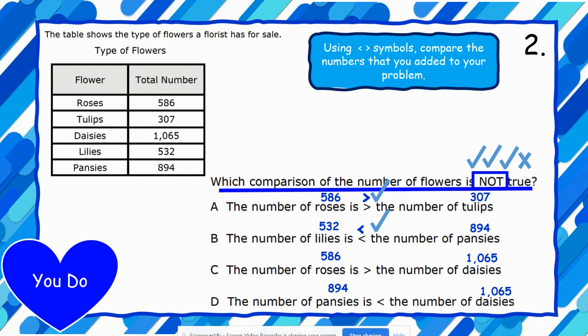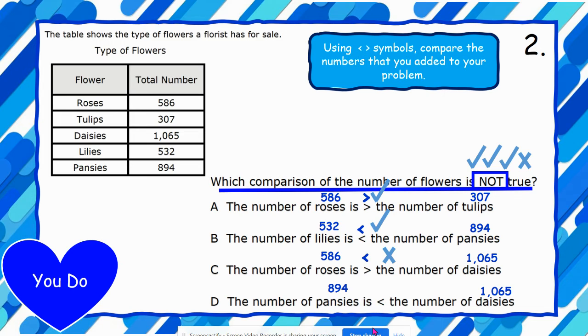Letter C, the number of roses, 586, is less than 1065. Notice the two symbols are not alike. So therefore, this is not true.